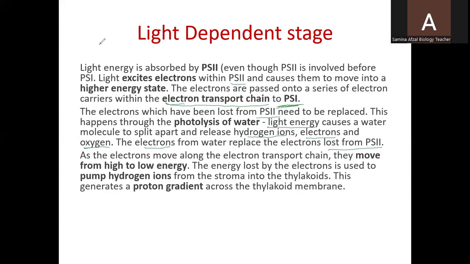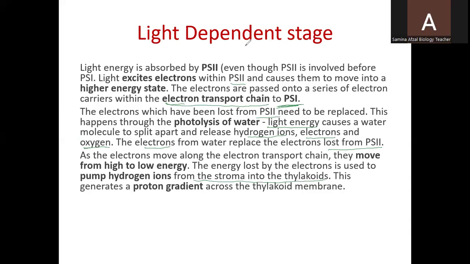As the electrons move along the electron transport chain, they move from high to low energy level because their energy level will become lower as they pass through many electron carriers. The energy lost by the electrons is used to pump hydrogen ions from the stroma into the thylakoid membrane. This generates a proton gradient across the thylakoid membrane.